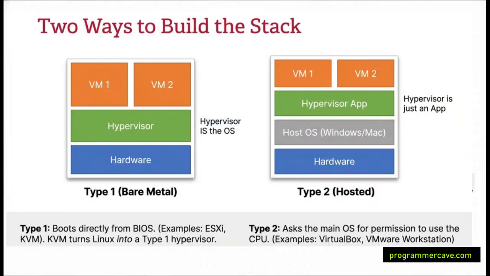Now, it turns out there are two main ways to build this system. On the one hand, you've got what's called a Type 1 or bare metal hypervisor. In this case, the hypervisor is the operating system. It boots directly from the hardware, which gives it maximum performance. On the other hand, you have a Type 2 or hosted hypervisor. This one is just an application, like any other program you'd run. It runs on top of a normal OS like Windows or Mac OS and has to kind of ask that main OS for permission to use the hardware.